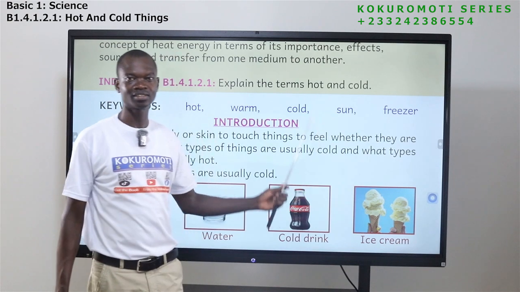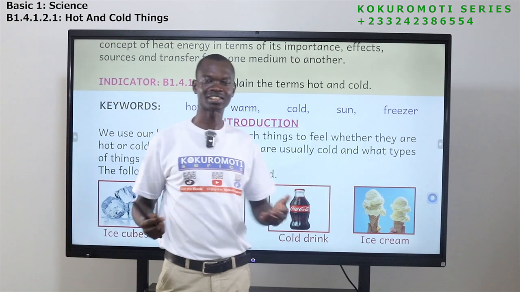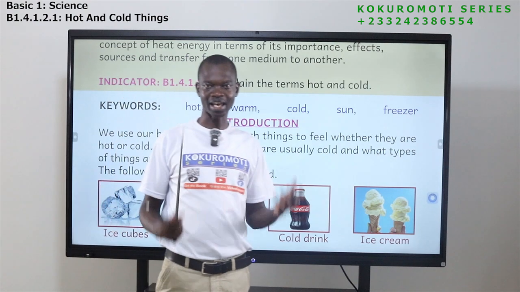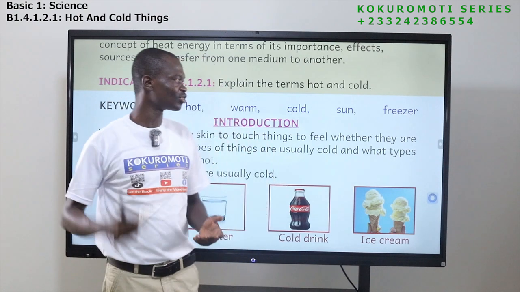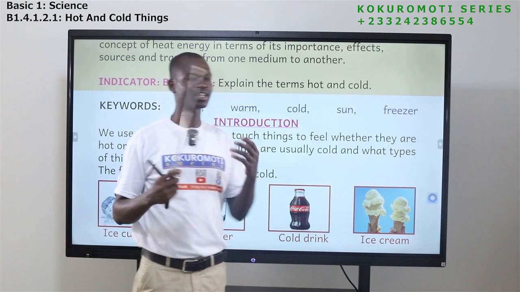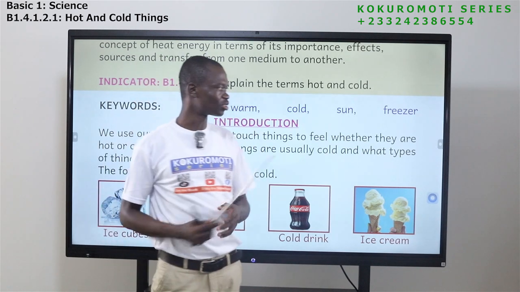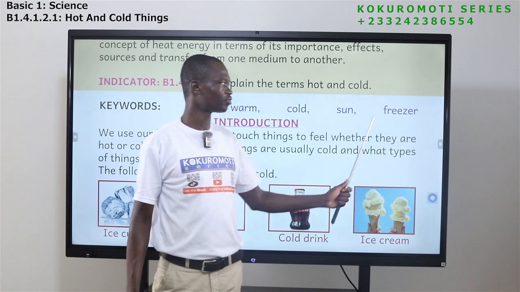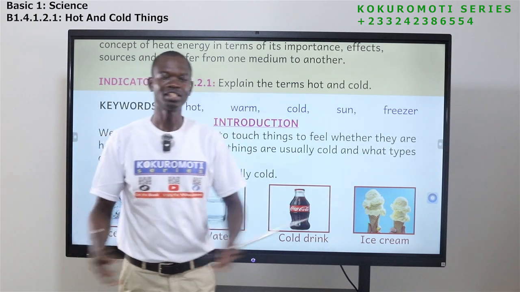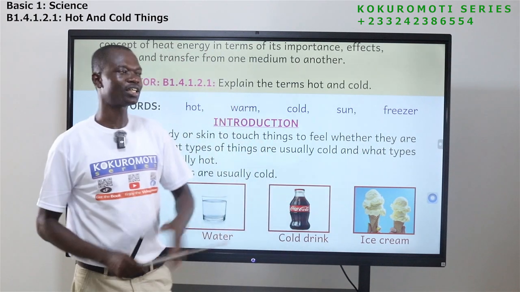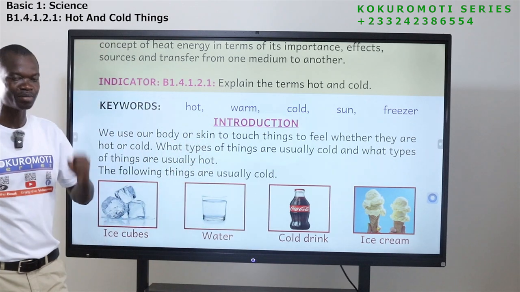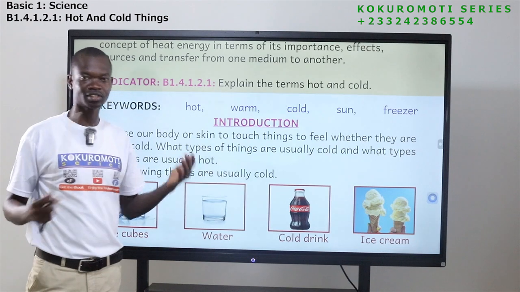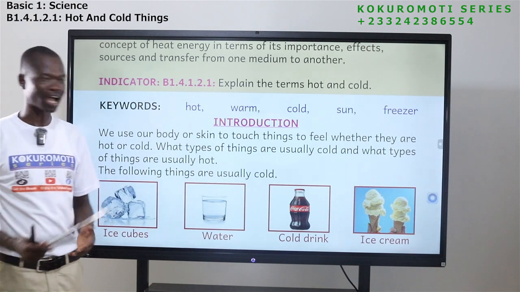Okay, the next word is sun. The sun is a natural thing that we see during the day. That is what gives us light. It also gives us heat. So the sun is in the sky. We have learned about the sun and the uses of the sun. The next word is freezer. A freezer is a device that we put in our rooms where we keep our food and other things so that they become frozen. So a freezer is just a device that keeps things cold and frozen for us.